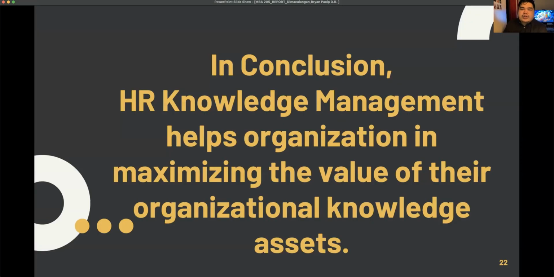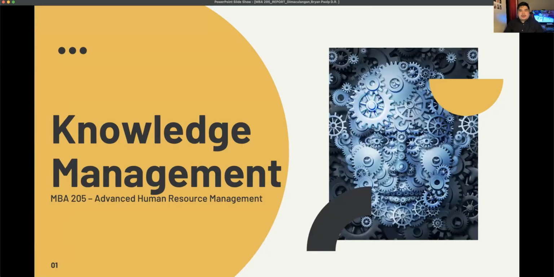Now, in conclusion, human resource knowledge management helps organizations in maximizing the value of their organizational knowledge assets. So that concludes my report for knowledge management.